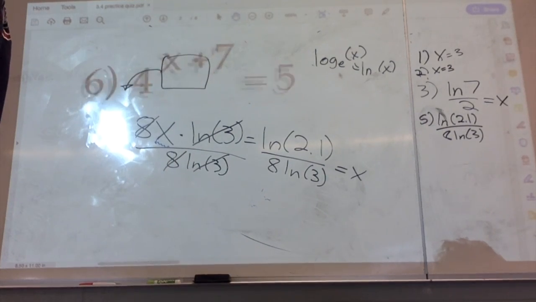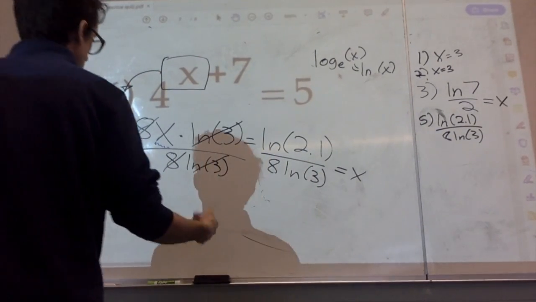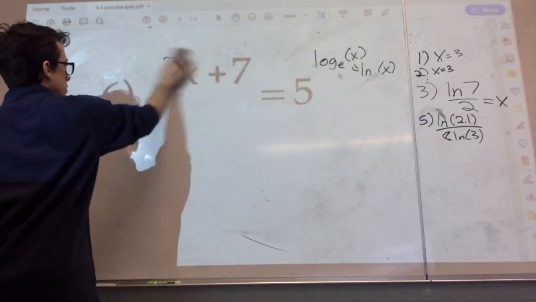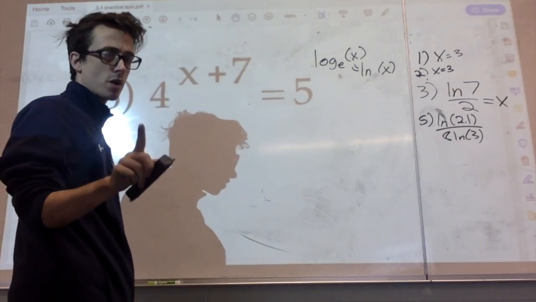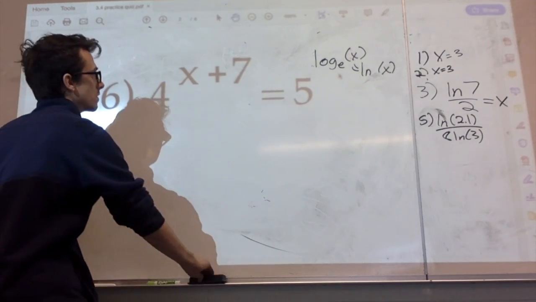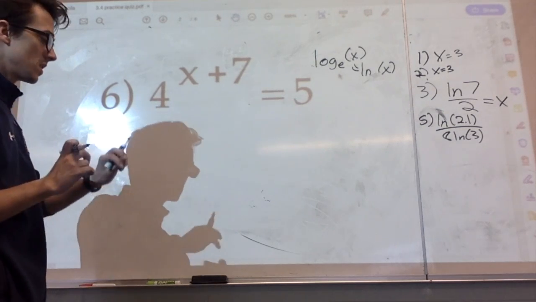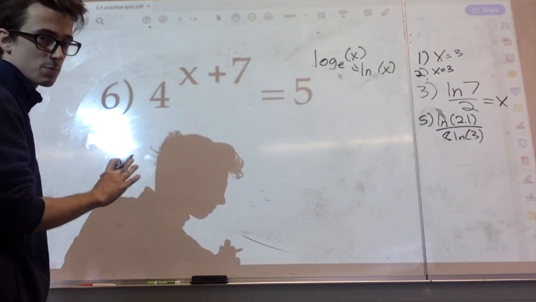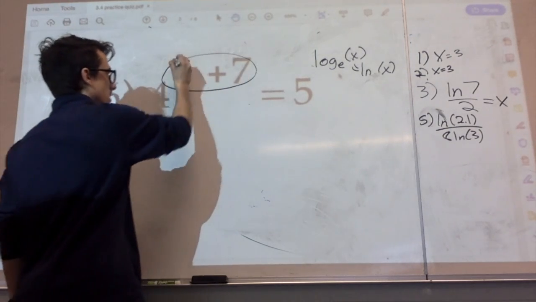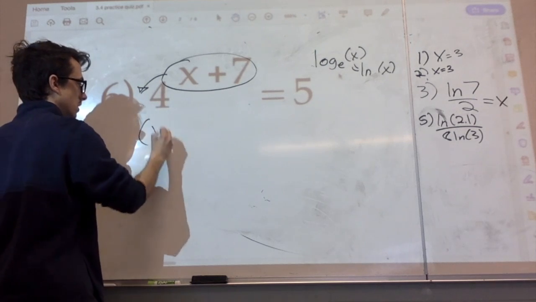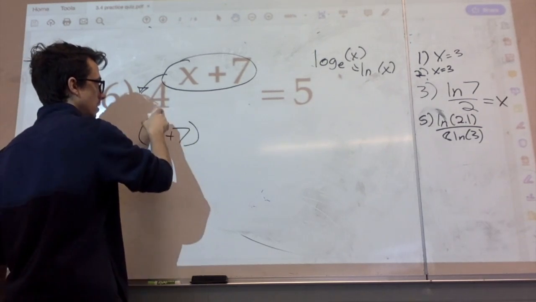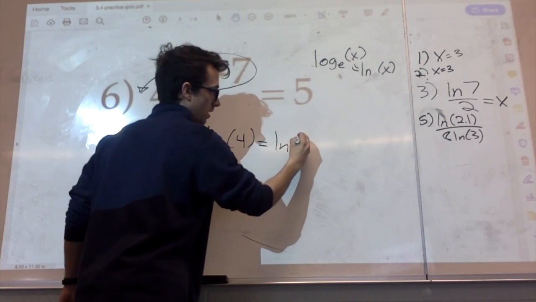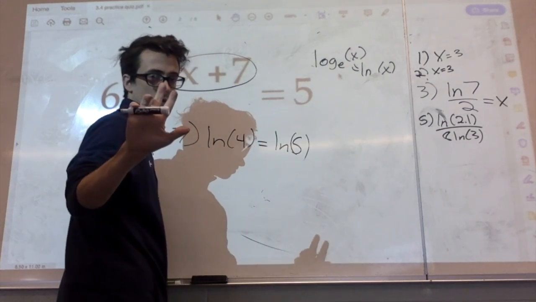What's also poppin'? We have different bases, same kind of song and dance. This is falling into the first part of 3.4. So keep in mind, this is the first part of 3.4 where you see different bases. We can go about this same way we did the previous problem. We can take the exponent, x plus 7, rewrite it towards the front. Keep now natural log of 4, and also natural log of 5.